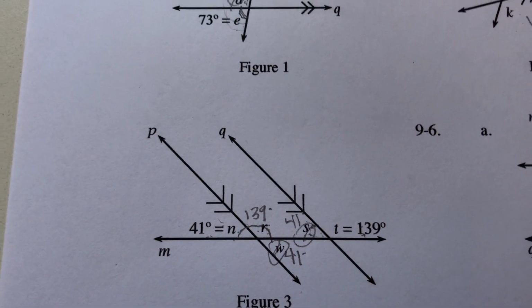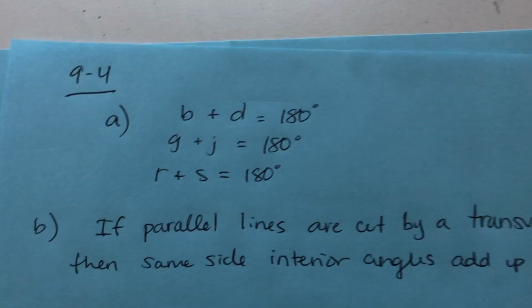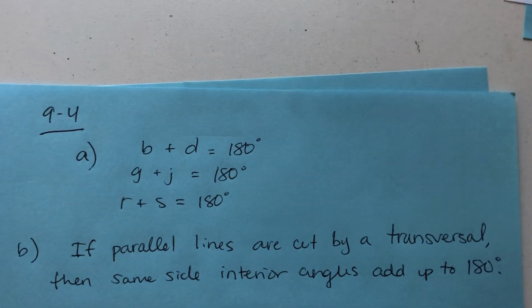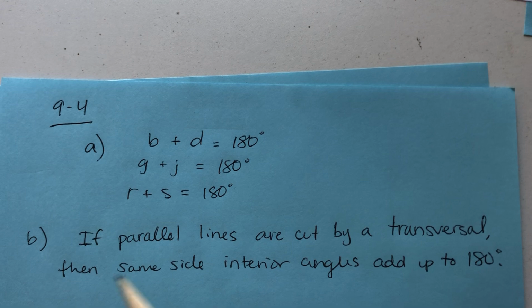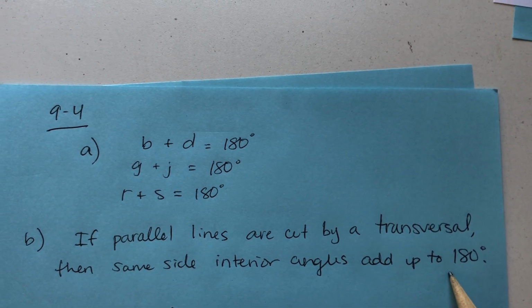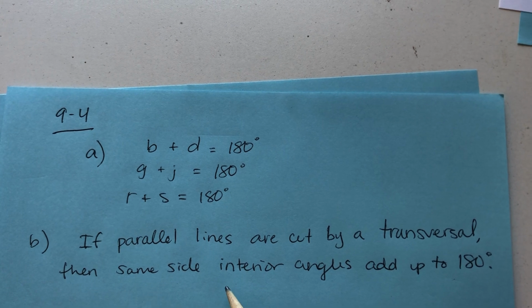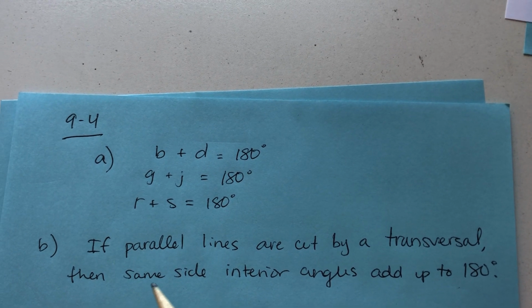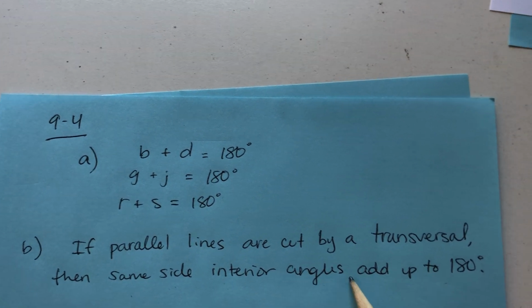So now it says, our conjecture is, if parallel lines are cut by a transversal, the same side interior angles add up to 180. So remember we had alternate interior, which were equal to each other. Now we have same side interior, which add up to 180. All right, lots of terms going on.